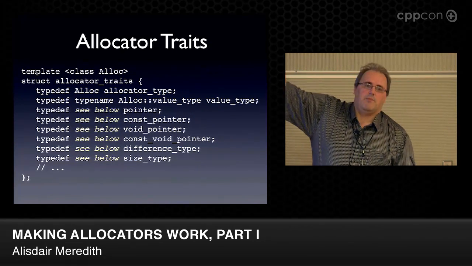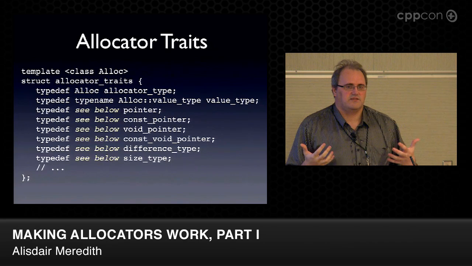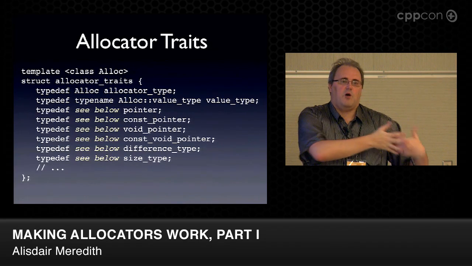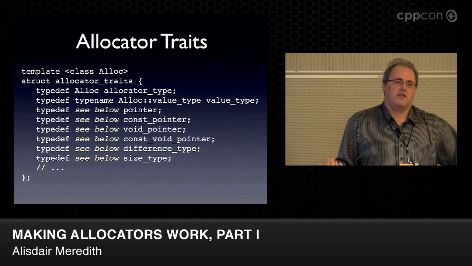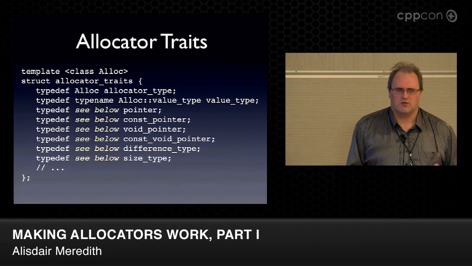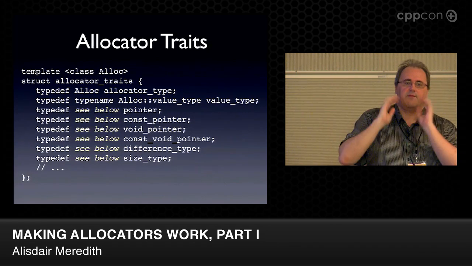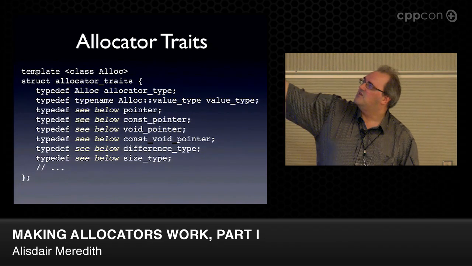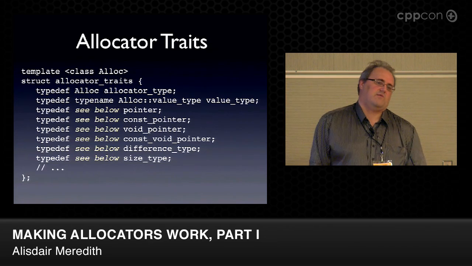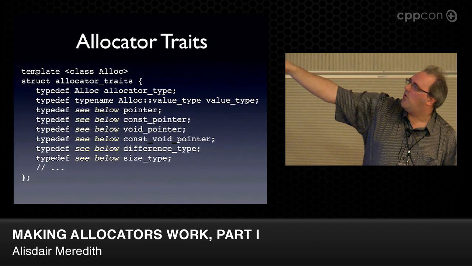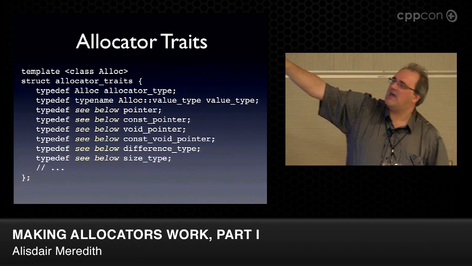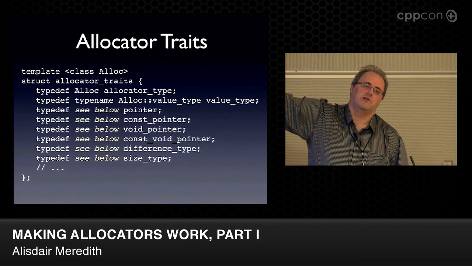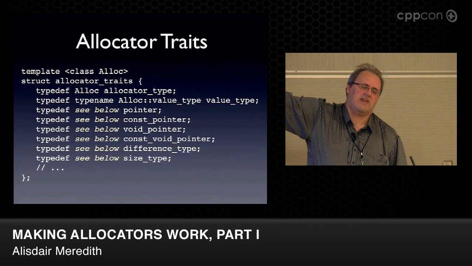Then we have value type, because allocators in C++ are allocators for objects rather than just supplying raw memory, which you might have noticed was what the Bloomberg model was doing. We need to say, I'm an allocator for ints, I'm an allocator for doubles, I'm an allocator for strings. So we need to know what kind of things your allocator allocates. So all allocators have to have a nested value type. This is not optional. That's how we know what the allocator is allocating for.